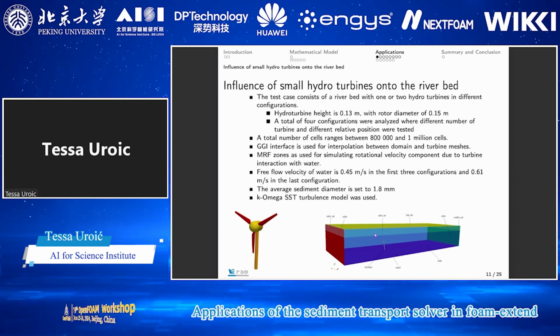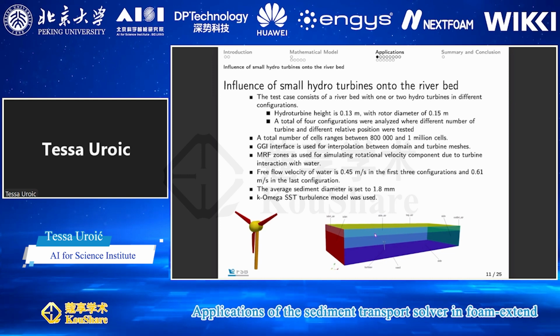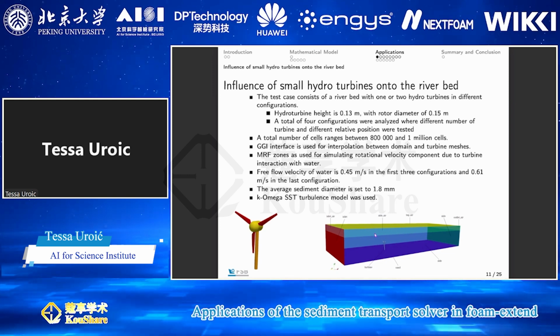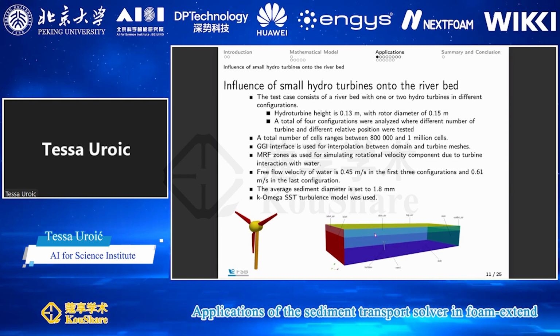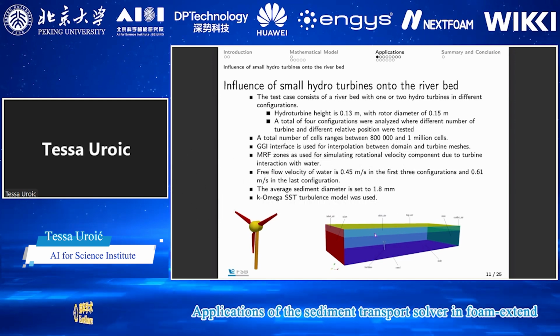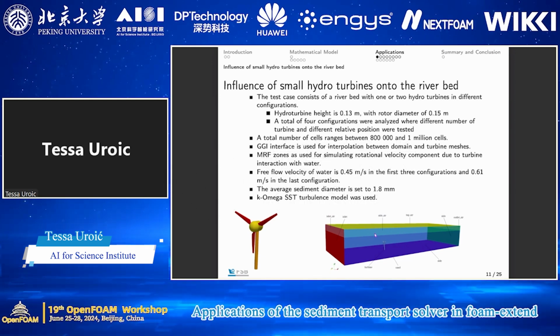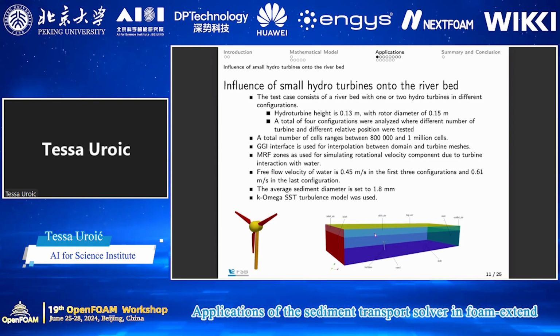The velocity of the stream is relatively low, 0.4 and 0.6 meters per second. And the average particle size of the sand is about 1.8 millimeters. This could be very coarse sand in a stream, or perhaps some smaller rocks.